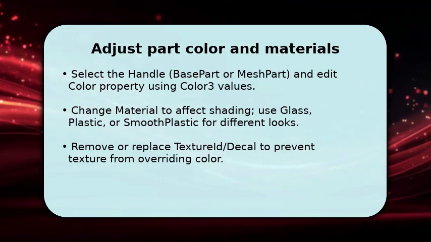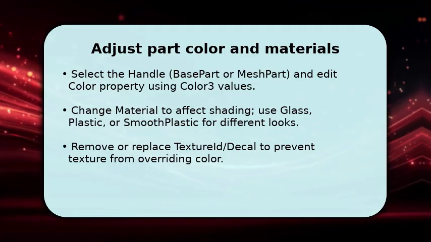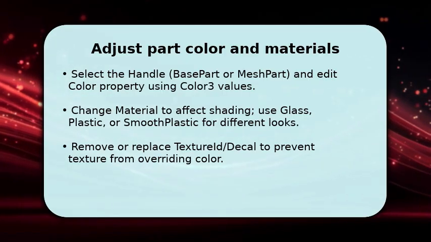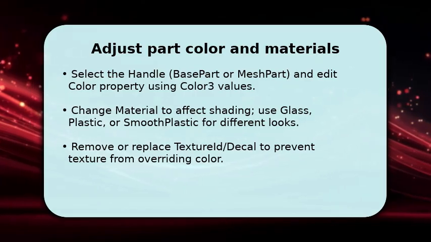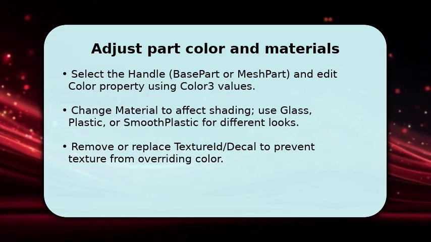With the handle selected, set the color property using the Color3 picker. Input numeric values if you need exact shades. Once done, change material to control reflections and opacity. For example, smooth plastic preserves color saturation while metal reflects environment.